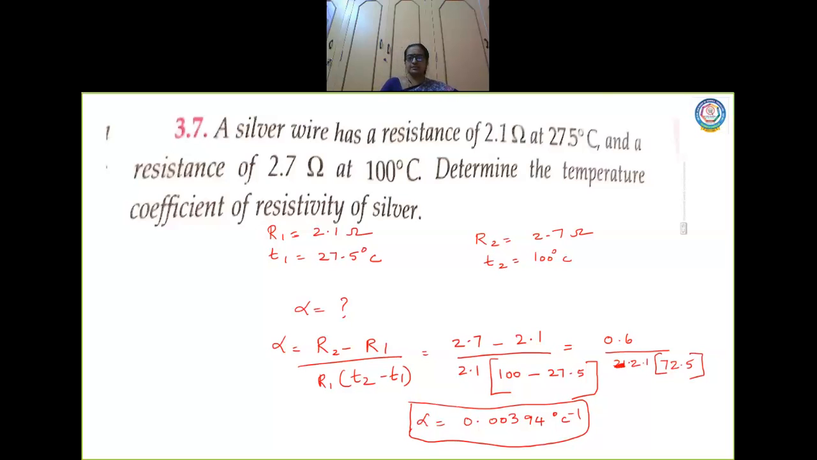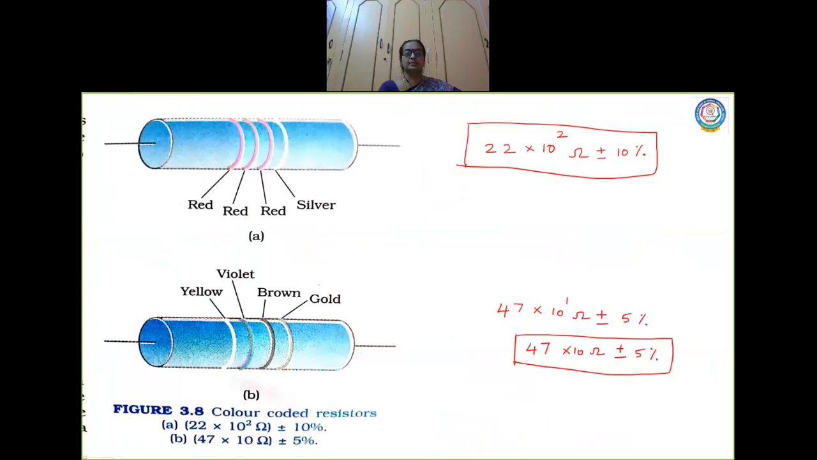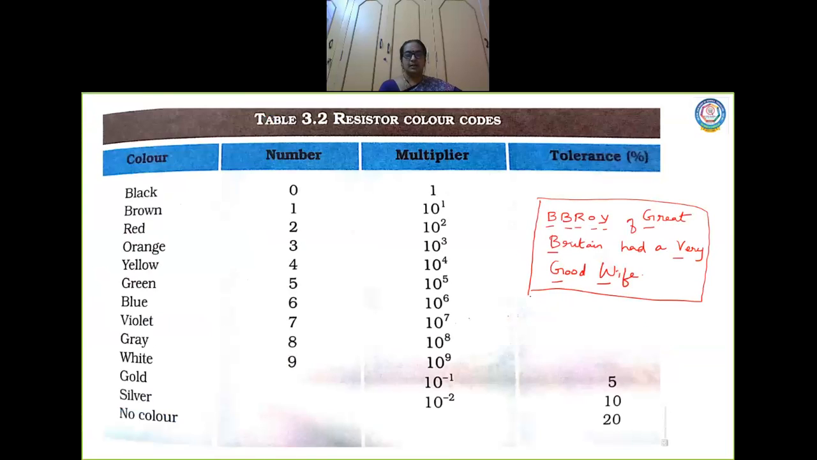Is it clear, children? Are you understanding? So two topics we have discussed today. One is the color code for carbon resistors, which takes the short form of B.B. Roy of Great Britain had a very good wife. Now you have to remember this tabular column very clearly, only then you will be able to find out the value of resistance.